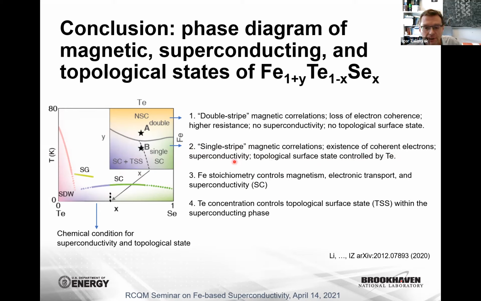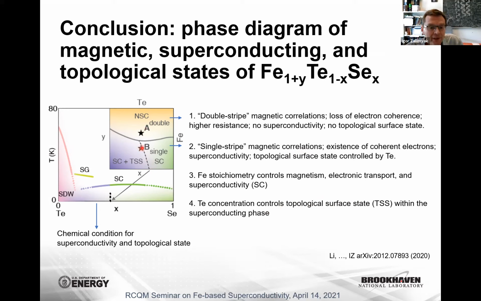So iron stoichiometry controls magnetism, electronic coherence, and electronic transport, and as electronic coherence develops, the superconductivity develops upon lowering temperature, in a way similar to how the orbital ordering develops in iron telluride upon developing of electronic coherence. And the tellurium concentration drives the topological surface state, when the increase of the spin orbit coupling of tellurium gives rise to the topological surface state.